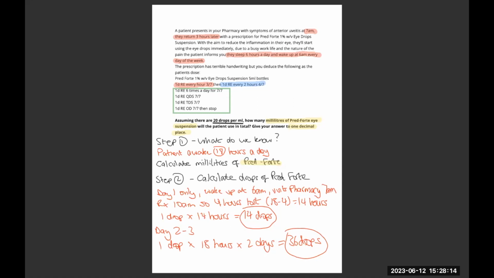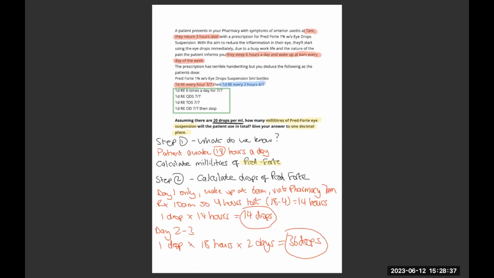Now, from the question, we need to work out the first step. So that's the first part in red, and second part's in blue, and then I've done a green box for the remainder of the patient's regimen. So we have the patient is awake for 18 hours a day. They sleep 6 hours a day and they wake up at 6 o'clock every day of the week.